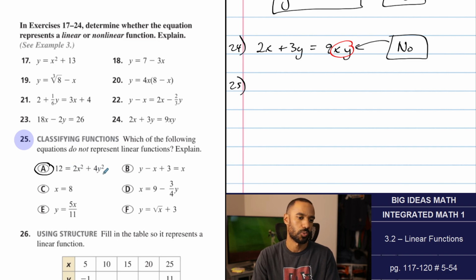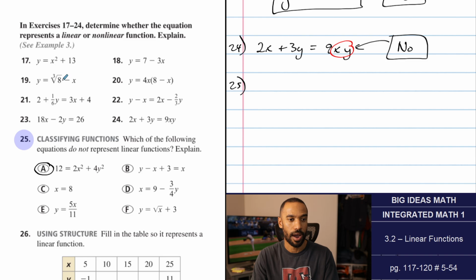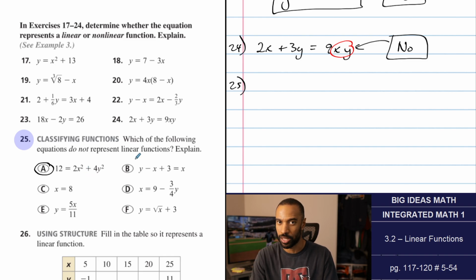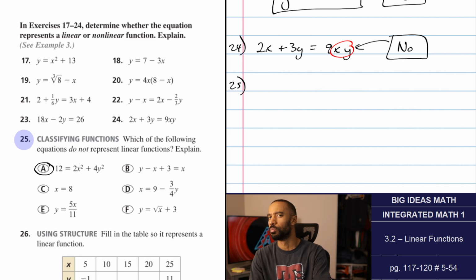In fact, this represents what's called the equation of an ellipse. This isn't even a function. You know how I stated most equations here will be functions? This one's actually not. This is a non-function and non-linear. This is called an ellipse. It kind of looks like this. Like an oval to you. Looks like an oval.